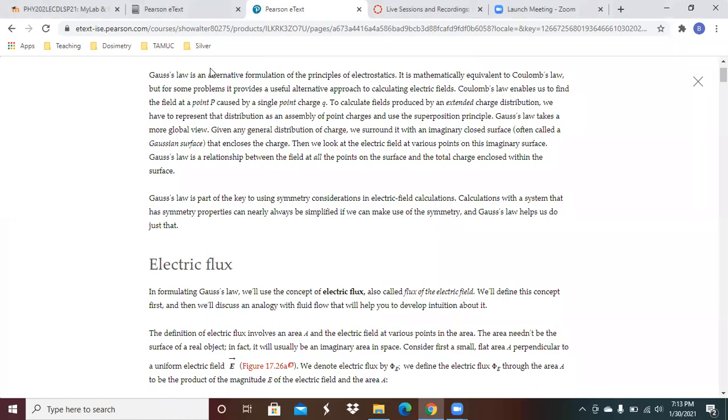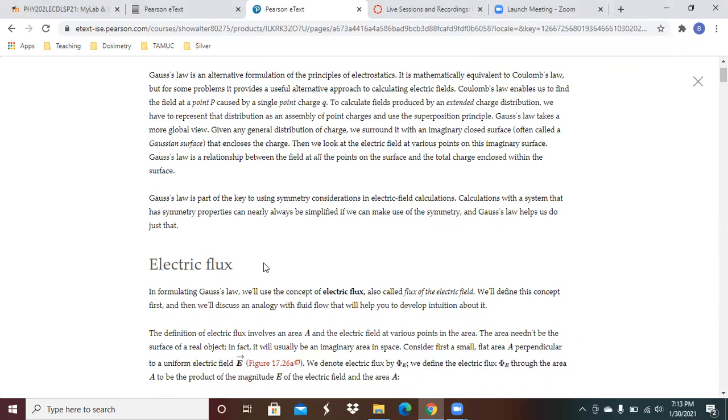Okay, Gauss's law is going to be mathematically equivalent to Coulomb's law. But for some problems, it gives a nice, useful alternative approach to calculating electric fields. Coulomb's law allows us to find the field at a point P caused by a single point charge. To calculate fields produced by an extended charge distribution, we're going to have to represent that distribution as an assembly of point charges and use the superposition principle.